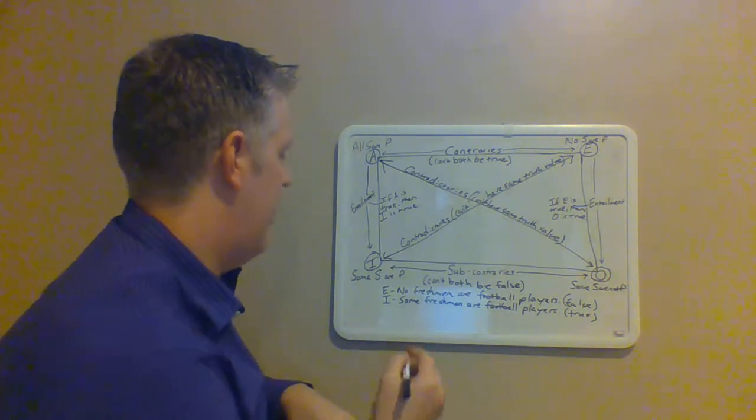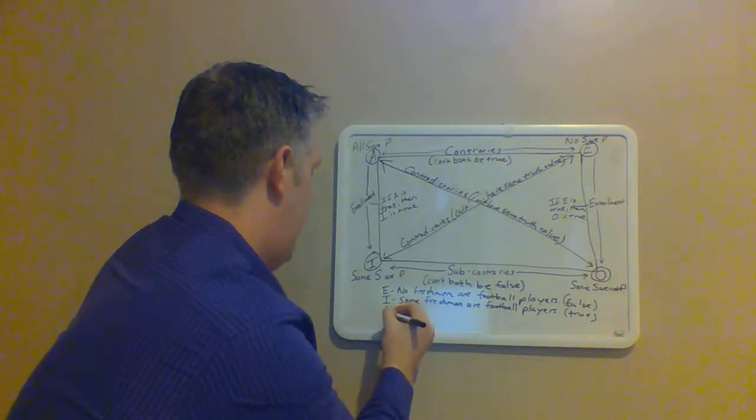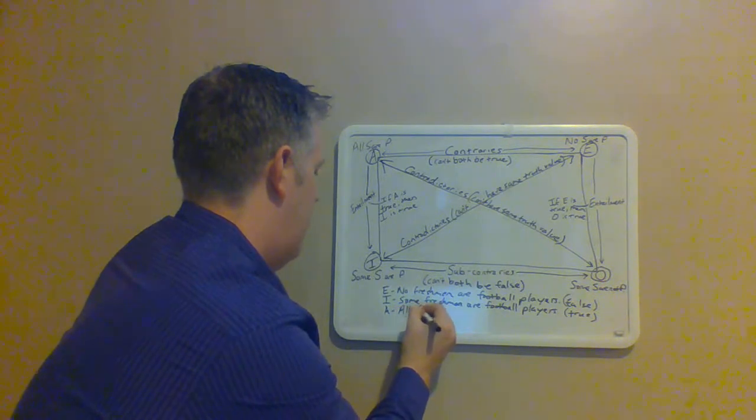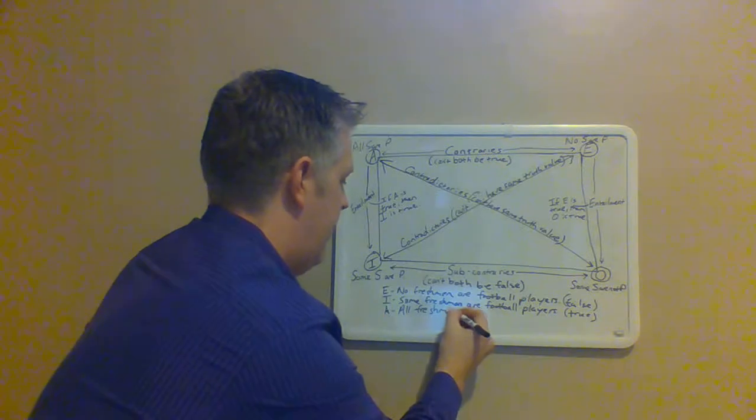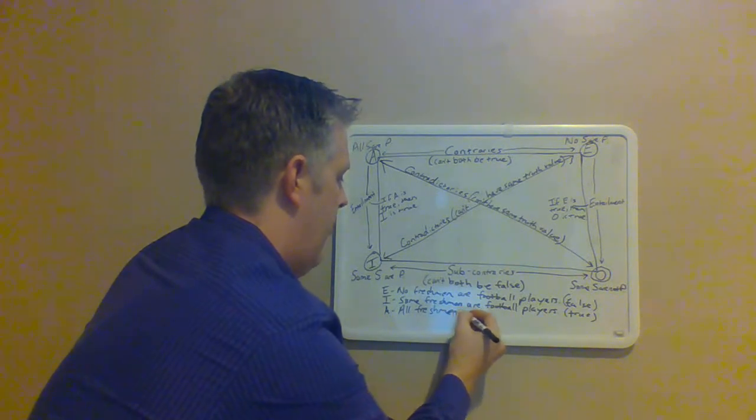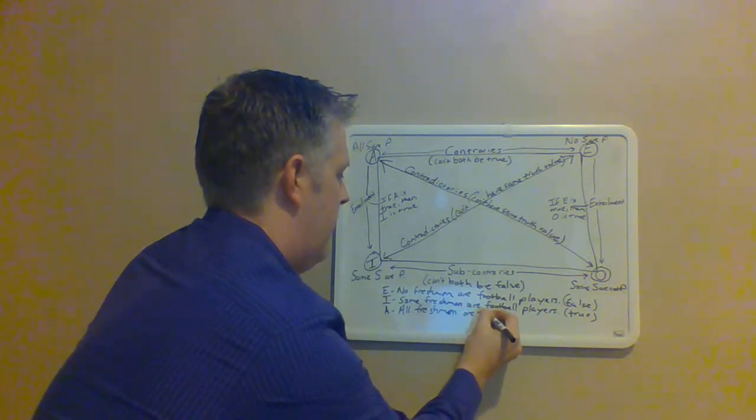Now, can we deduce anything else? Let's try the A. All freshmen. Now, we know that some are football players, right? That's true. But is it the case that all freshmen are football players?